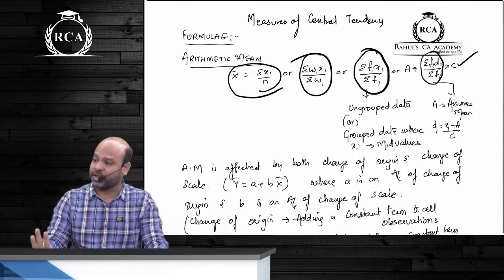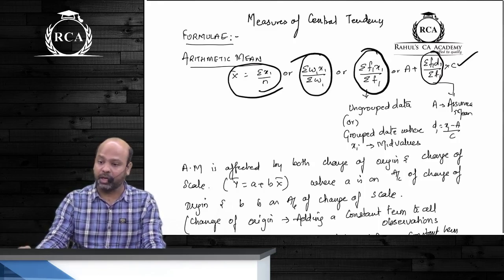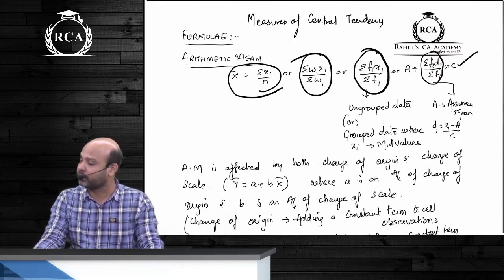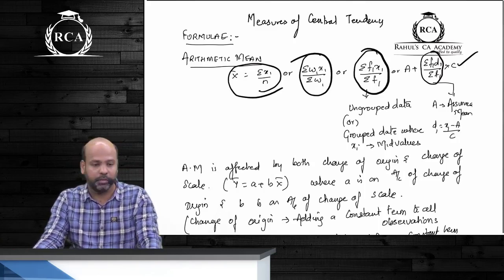There are three broad measures of central tendency. We have mean, median and mode. Under mean also we have arithmetic mean, geometric mean and harmonic mean.